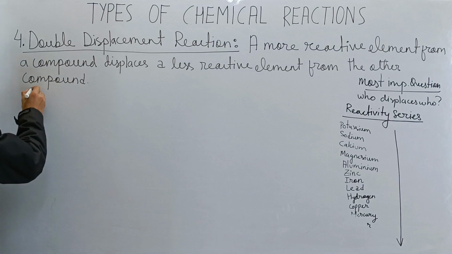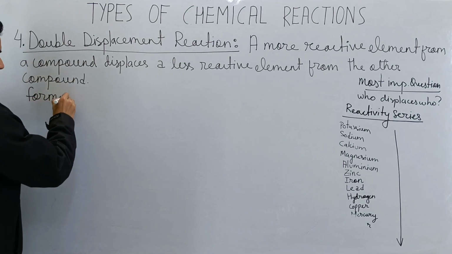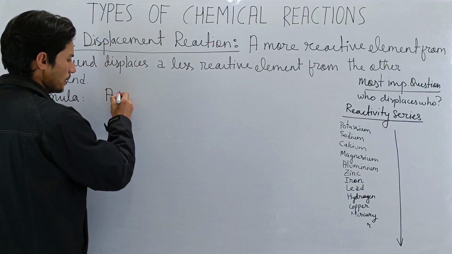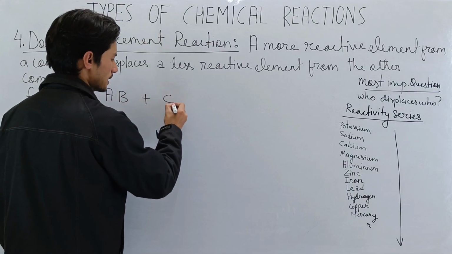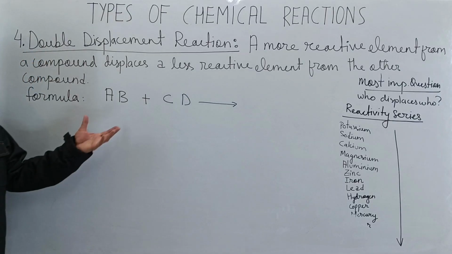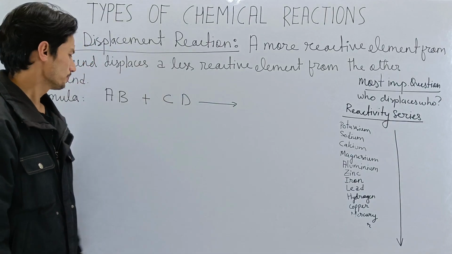So this is the definition of double displacement reaction. Now let's look at the formula. The formula will be AB plus CD undergoes double displacement reaction. Now let us first have a look at this illustration.